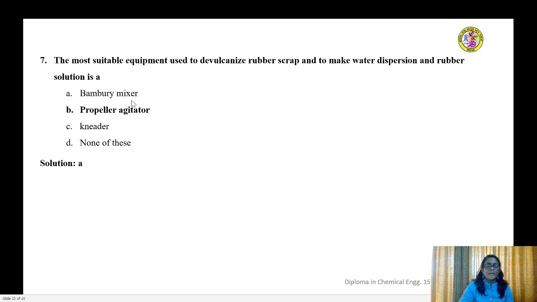Sorry, it is the bamboo mixer that is used for devulcanization of rubber scrap. Sorry, there has been a mistake with the animation. So it is the first one that is used as a mixer in case of devulcanization of rubber scrap.